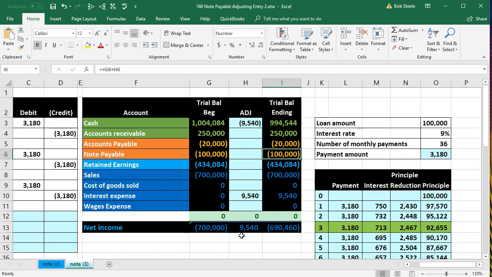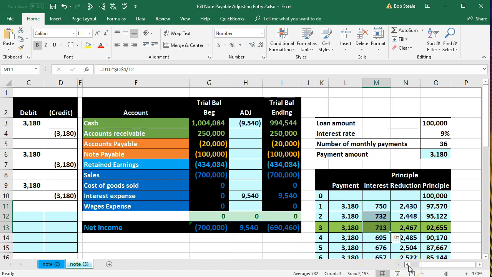So what we're going to do is just fix this now. Obviously what happened is the interest is too high, because it should be this plus this plus this for 3 payments, or $2,195, and it's at $9,540 because all of the principal was applied to it. So our adjusting entry is to bring this to $92,655 after those 3 payments, and bring this to the proper interest, which will be this plus this plus this, or $2,195.